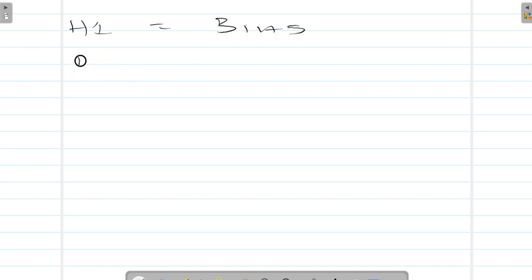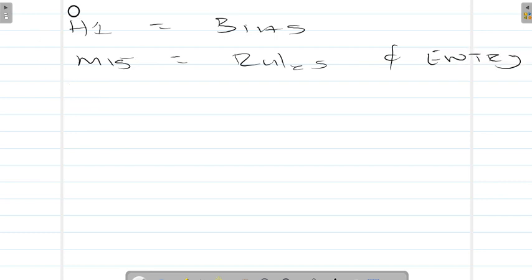And I'm gonna consider M15 for rules and entries, right? So I'm gonna consider M15 for rules and entry. Now, I'm not saying that other time frames like monthly, H4 are not important, but because of my style of trading, I'm just gonna consider these two.